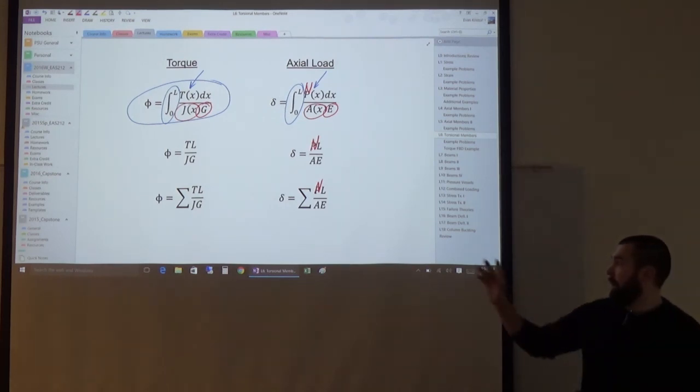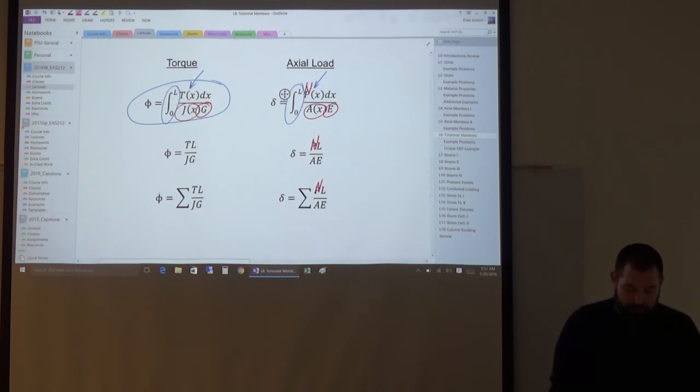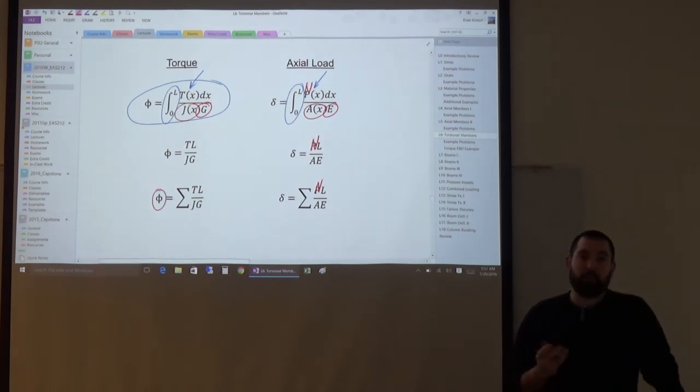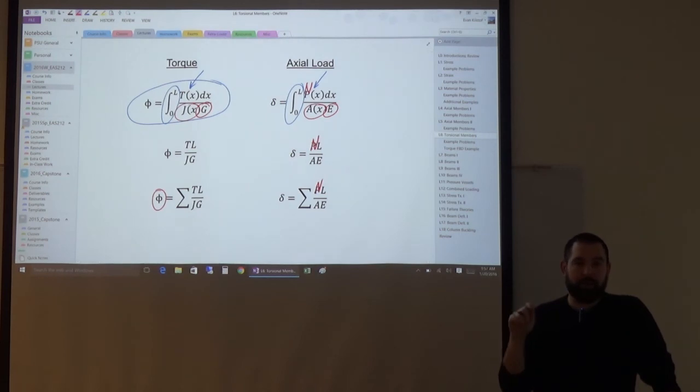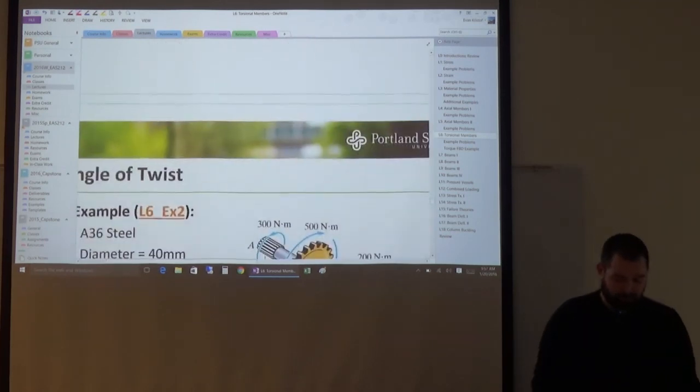out. The final answer you'll get for phi will be in units of radians. It's unitless, but you still want to write RAD as the units. By default, unless a problem asks you otherwise, always report the answer in radians. Don't change it to degrees unless it asks you to.